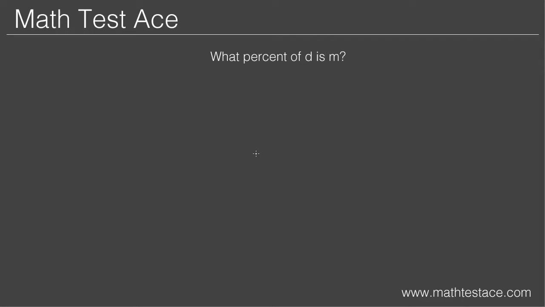Alright, let's get started. What percent of D is M? The first word in this problem is what. What is the answer to our question? I like to use the letter A so we don't forget what we're after, which is the answer. Percent always means divided by 100. So we're going to write 1 divided by 100 to remind us that we're dividing by 100.